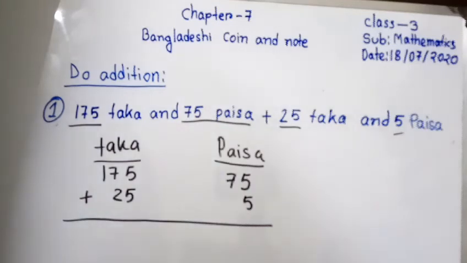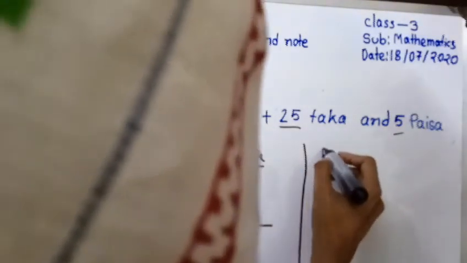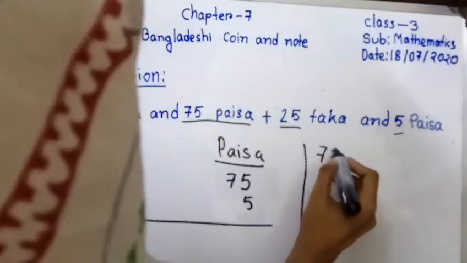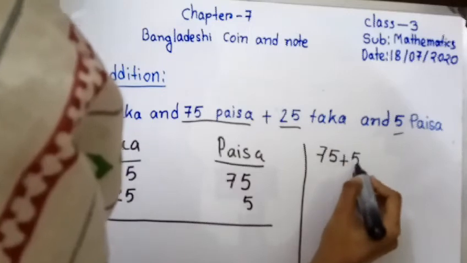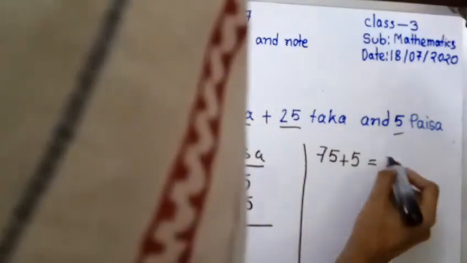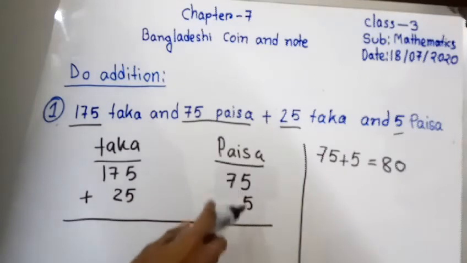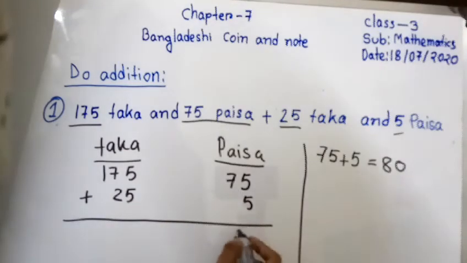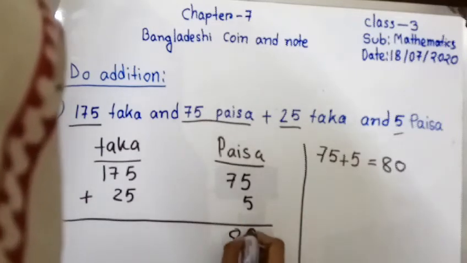First, we will add paisa. Normal addition: 75 plus 5 is equal to 80. So, if we add 75 and 5 normally, we will get 80. So, I will write 80 here.